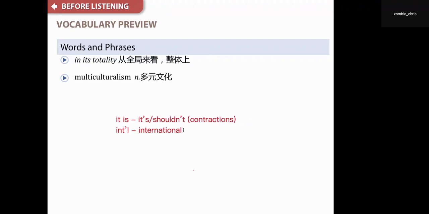So just be aware that there is a written convention here with the apostrophe. We need to make the difference between its, something belonging to it, the possessive, which does not have an apostrophe, and it's, meaning it is, which does.